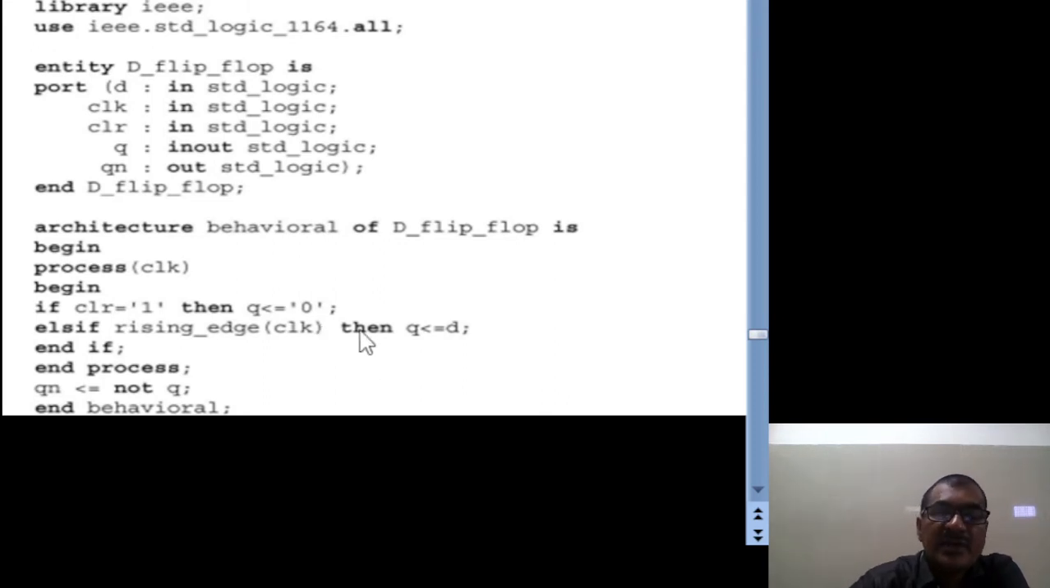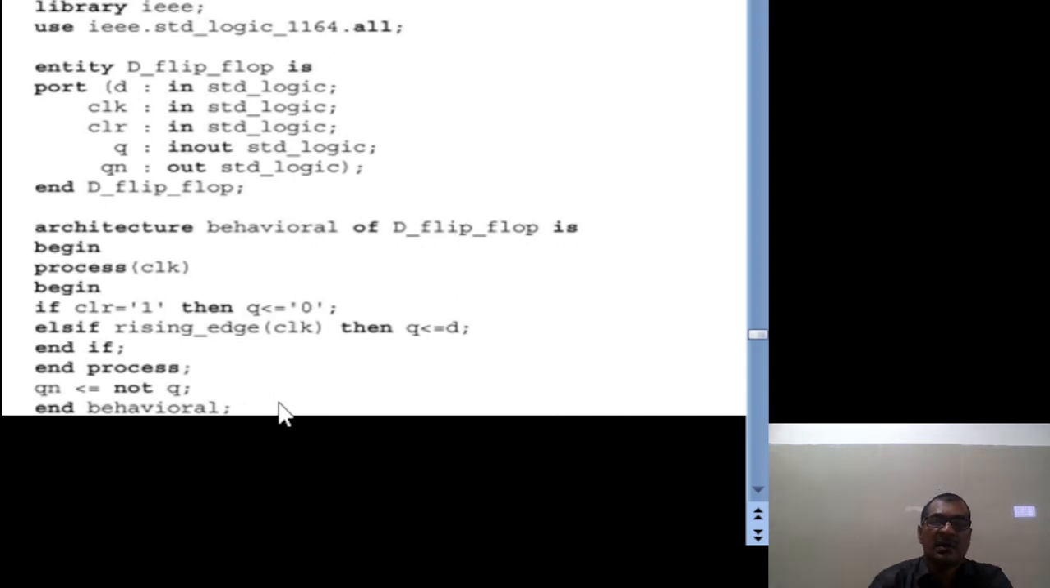Then if the proper instant is available, Q equals D, since the output equals the input in the case of a D flip-flop. Then end if, end process. Qn is always the negation of Q, that's why Qn is not Q. And finally, end behavioral.